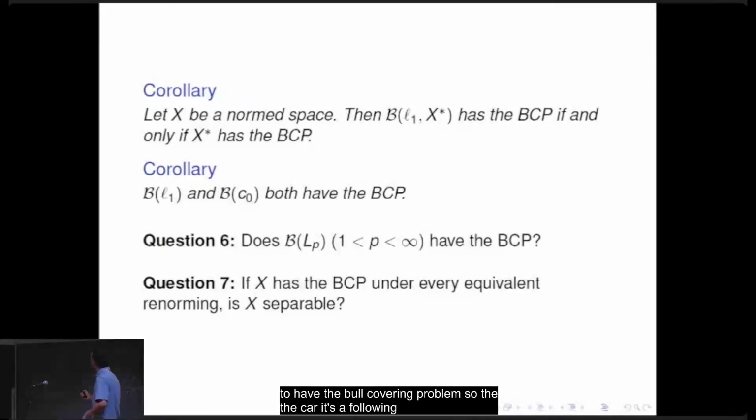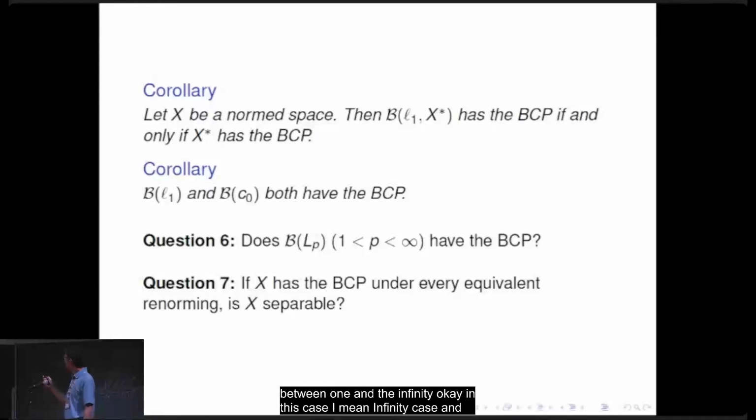is the following. If X is a normed space, then B of L1 to X star has the ball covering property if and only if X star has the ball covering property. So this would tell you that both B of L1 and B of C0 have the ball covering property, because in the theorem we just presented P is strictly between 1 and infinity. In this case we cover the 1 case and the infinity case.